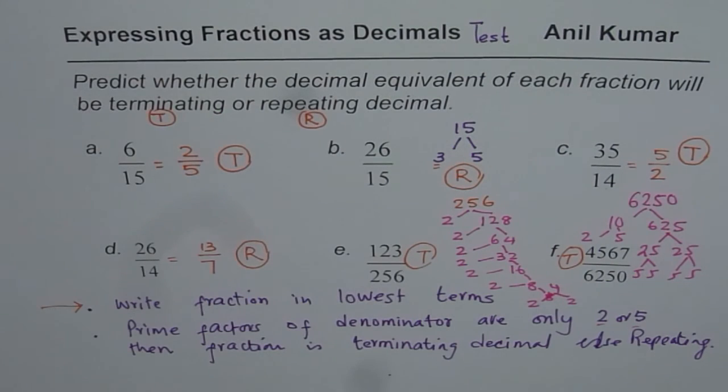So what we notice here is that if we first write the fraction in lowest terms and then find prime factors of the denominator, and if the denominator prime factors are only 2 or 5, then the result will be terminating decimal, otherwise it will be a repeating decimal.